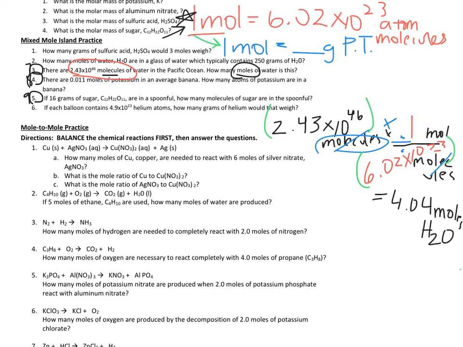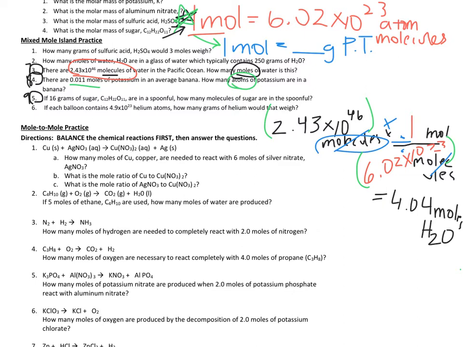It says there are 0.011 moles of potassium in an average banana. How many atoms of potassium are in a banana? Okay, so again, in this one, we are given moles this time, and we have to find out how many atoms there are. So looking at what we need to convert between, we need to convert between moles and atoms. So again, we're going to use that top conversion factor. 1 mole equals 6.02 times 10 to the 23rd.